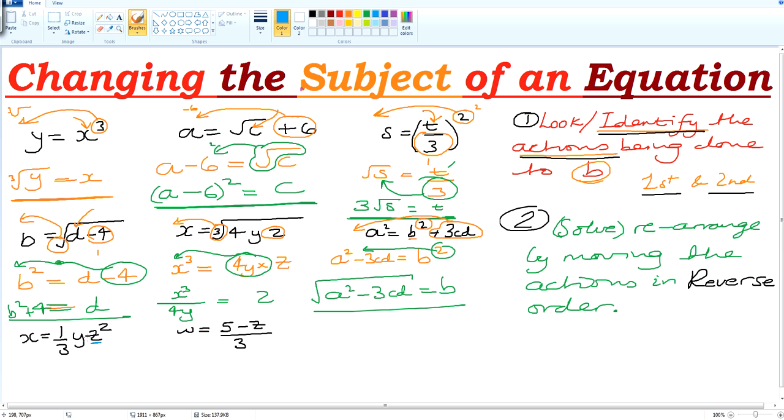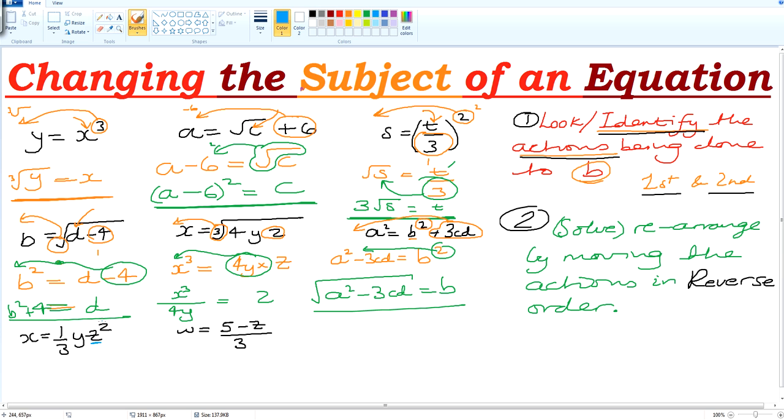So squared is the first action, times by y is the second action, and then divided by 3 is the third action. Now I'm getting rid of all this because it's making it messy. I'm just showing you for illustration: the first action, second action, and third action. Let's get rid of all that now because it makes the question look really untidy.